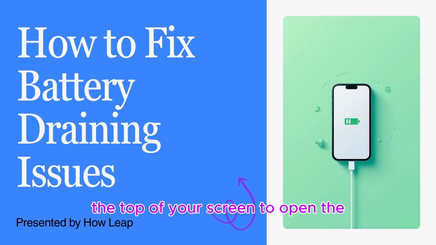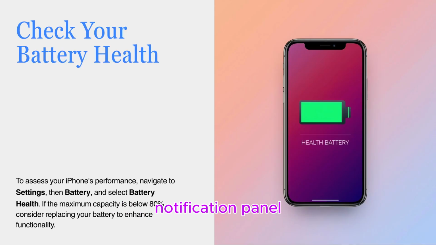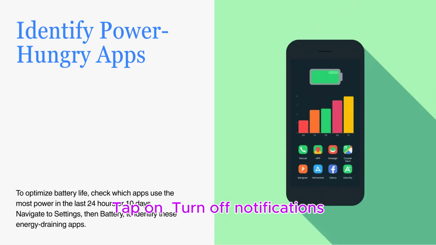Swipe down from the top of your screen to open the notification panel. Find a notification from the app you want to silence. Press and hold that notification. A menu will appear. Tap on Turn Off Notifications or the Settings gear icon. This will take you to that app's notification settings.